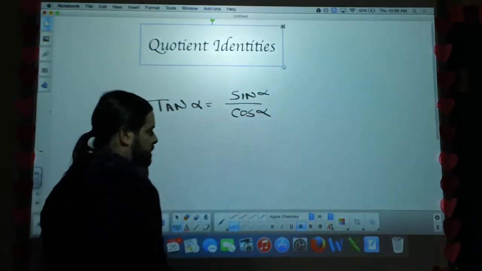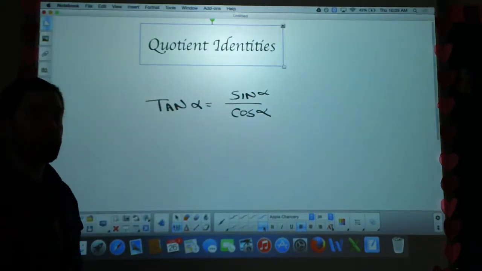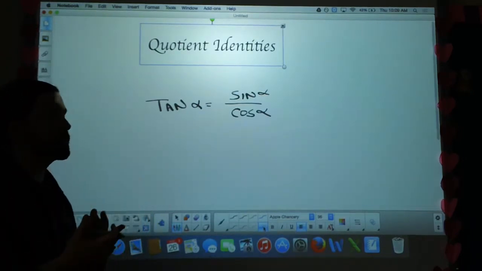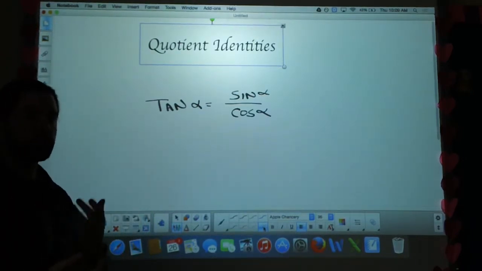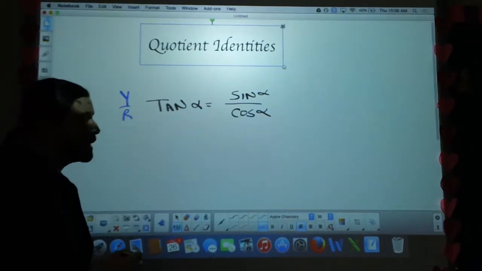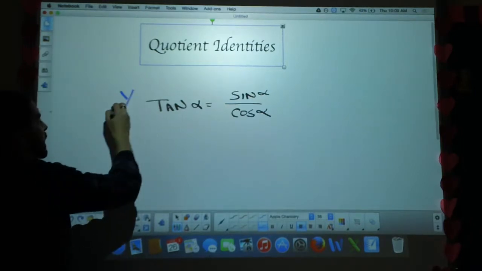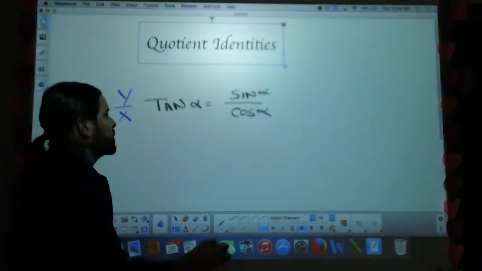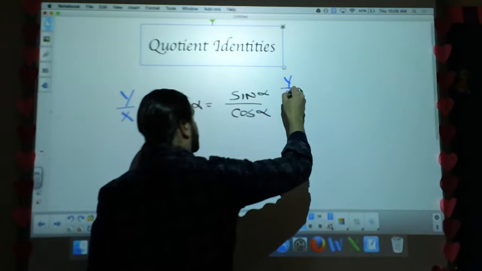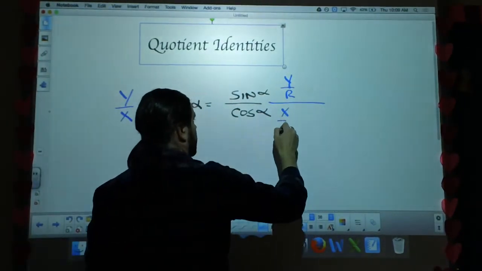And the reason this is so, and here's the thing, whenever you're trying to explain why things are true, it always goes back to meaning, and meaning is inherently definition. Tangent, by definition, is y over x. Sine, by definition, is y over r. Cosine, by definition, is x over r.